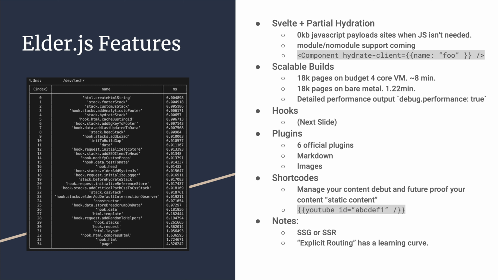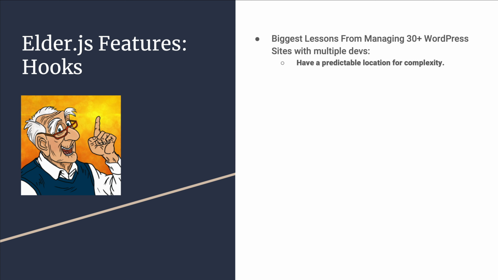So a few notes. First, Elder.js can do static site generation or server-side rendering. It does have a learning curve specifically around explicit routing. I've worked a little bit on trying to streamline that in the docs, but certain newcomers to it do find it a little bit more complex than the standard routing that you see elsewhere. All right, let's look at why we built hooks.